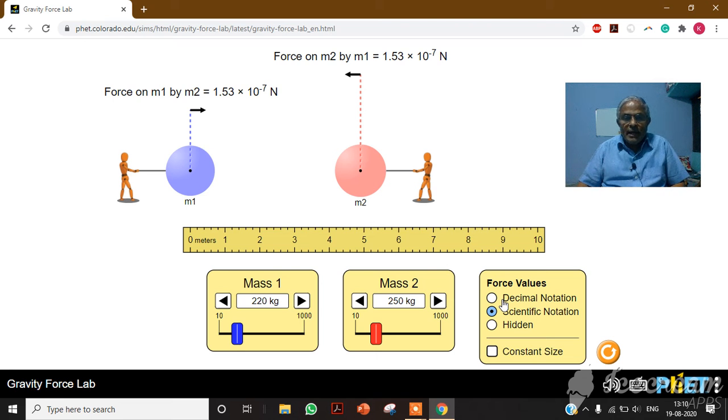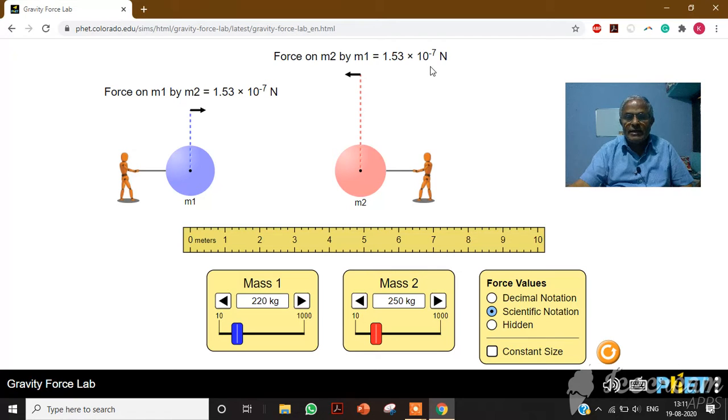Students, we will calculate the force of attraction between two objects by varying their masses and the distance between them. You observe, we are selecting values. Mass 1 is 220 kgs, mass 2 is 250 kgs, and the distance between them is 5 meters. Now, the force of attraction is 1.53 × 10^-7 newtons.